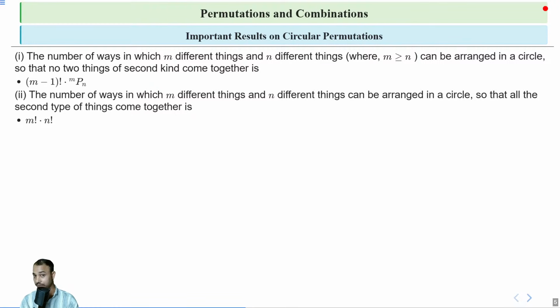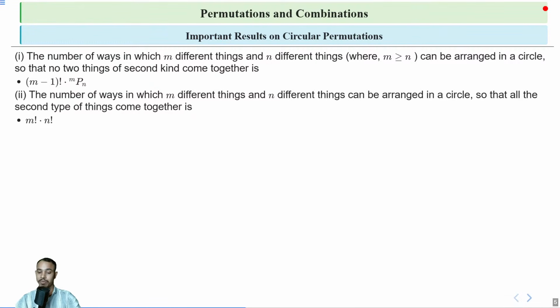Clear? How do we obtain it? You have m different things and n different things, and here we have the condition that the second type of things come together. So we can treat the second type of things as a single block.